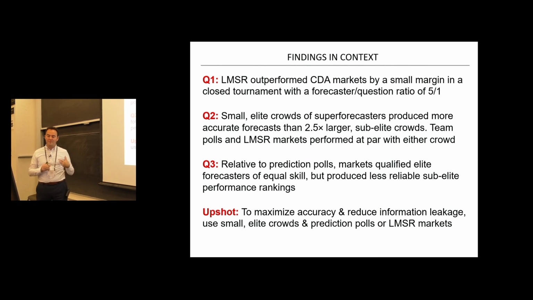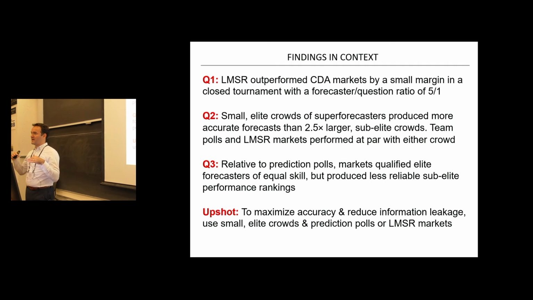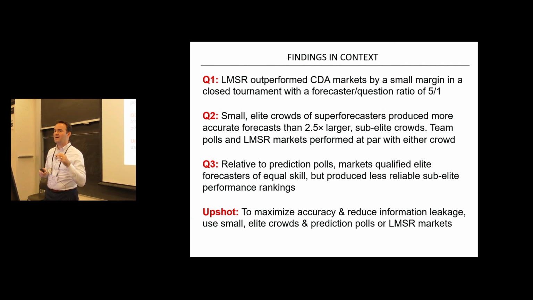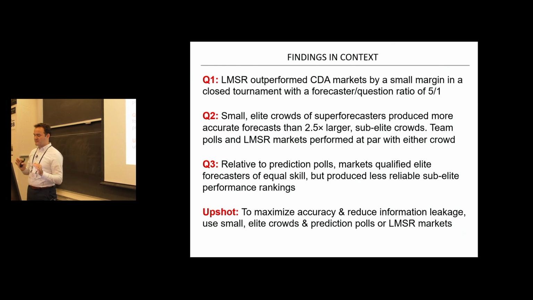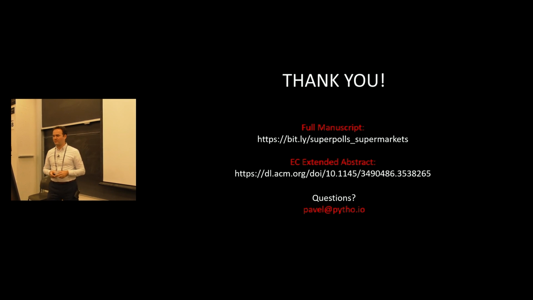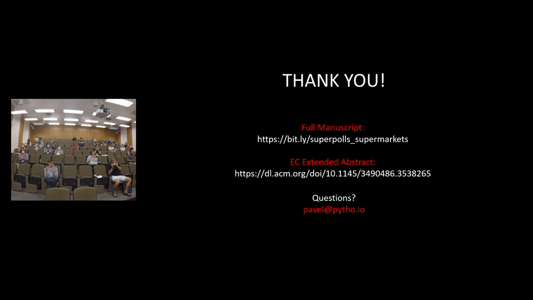So if you want to maximize accuracy and reduce information leakage, there are 2 things you can do. One, for sure, that helps in both ways, is to use smaller elites or pre-selected crowds. And if you only care about accuracy, either prediction polling or the LMSR market structure would produce similar results. I think we have time probably for a question or 2.